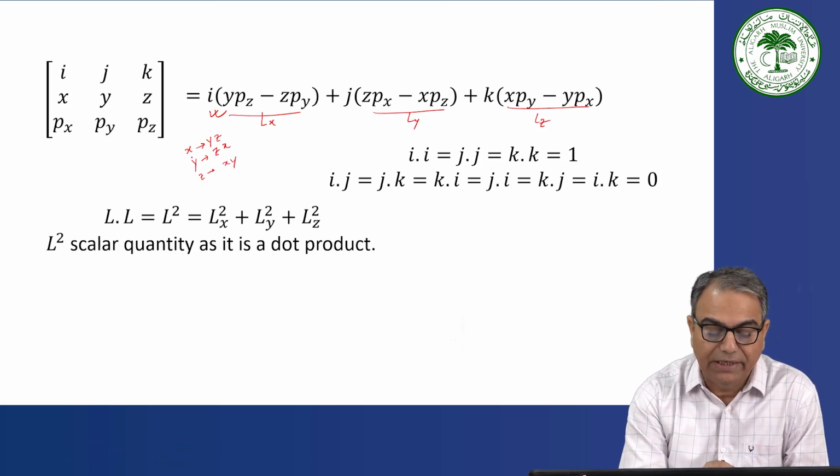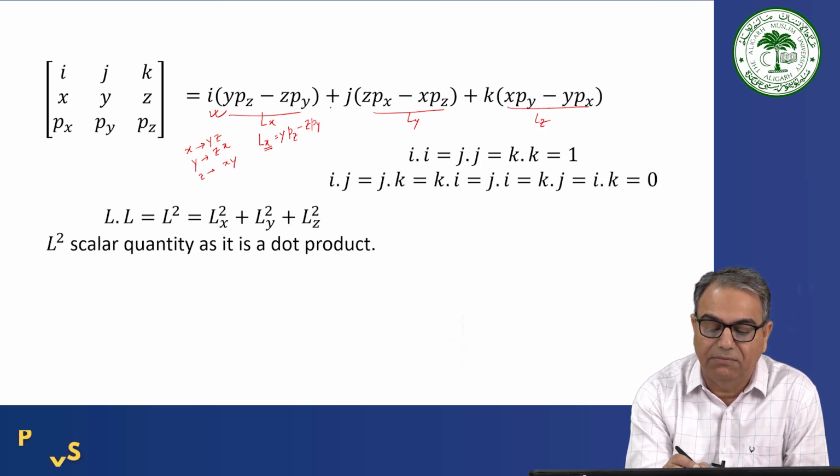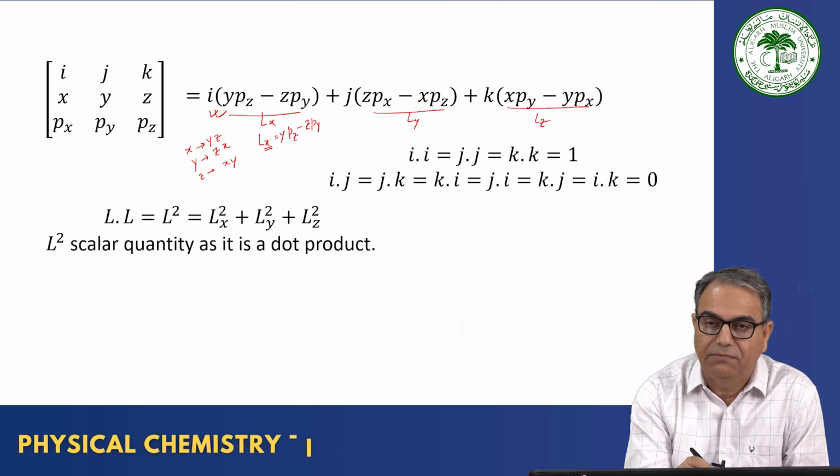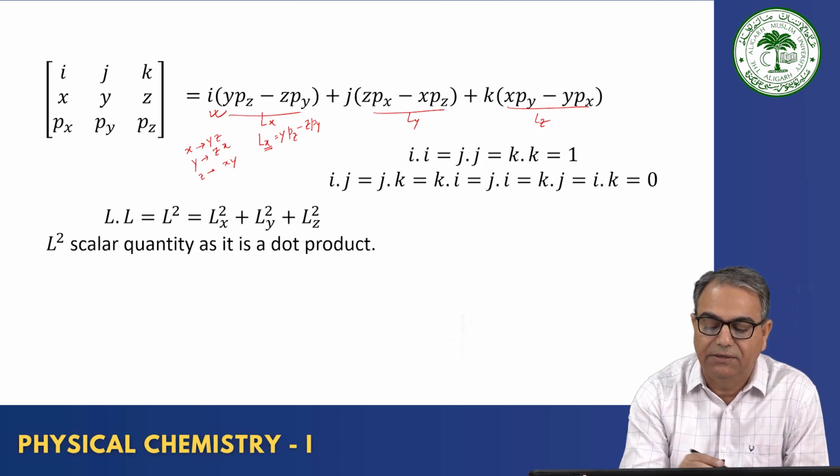If you write Lx, Lx will be y pz minus z py. If you are writing Lx, no x will come on the right hand side, only y and z will come. So Lx is equal to y pz minus z py. So the combination is: after x, y comes, and after y, z comes. So you can write it very easily.